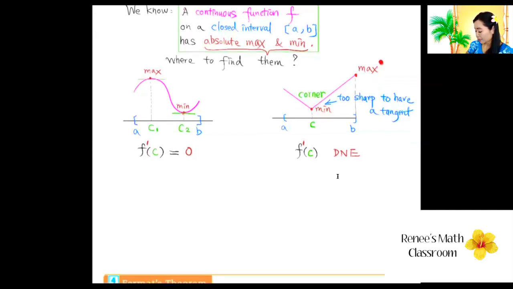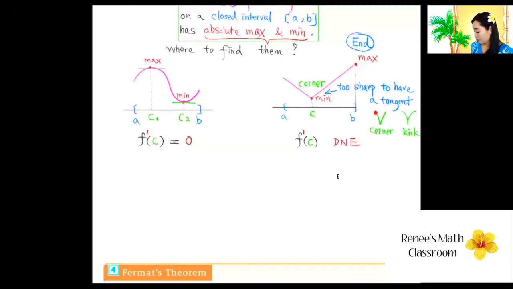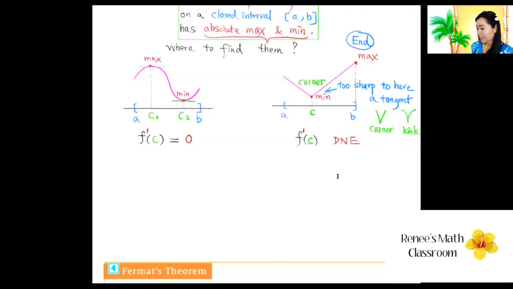Now what about over here? This is the absolute maximum, but it is at the endpoint. Remember before we talked about when you have a corner or a kink, it will be too sharp to have a tangent. So the derivative will not exist at this corner or this kink over here. Okay, so that will give us some idea.